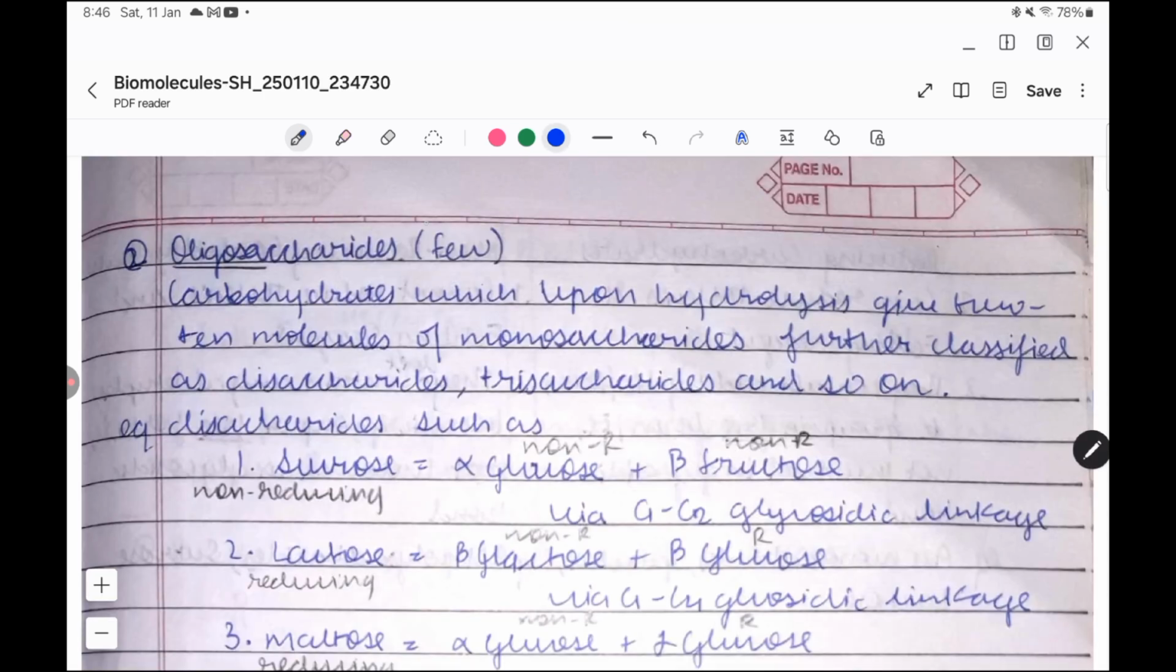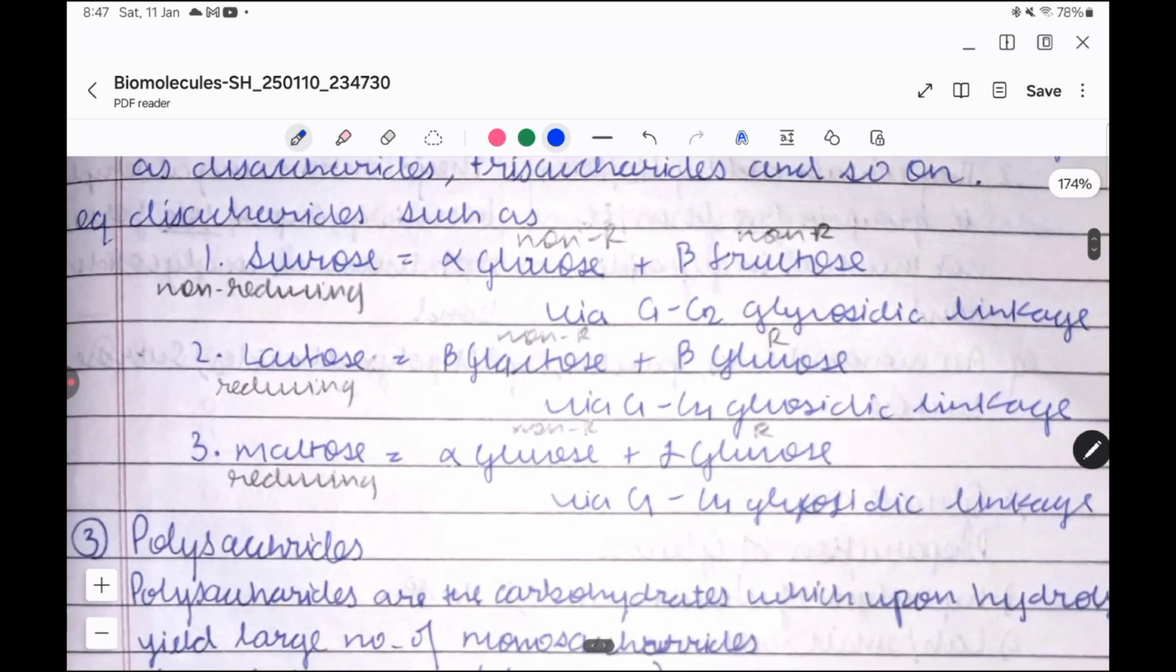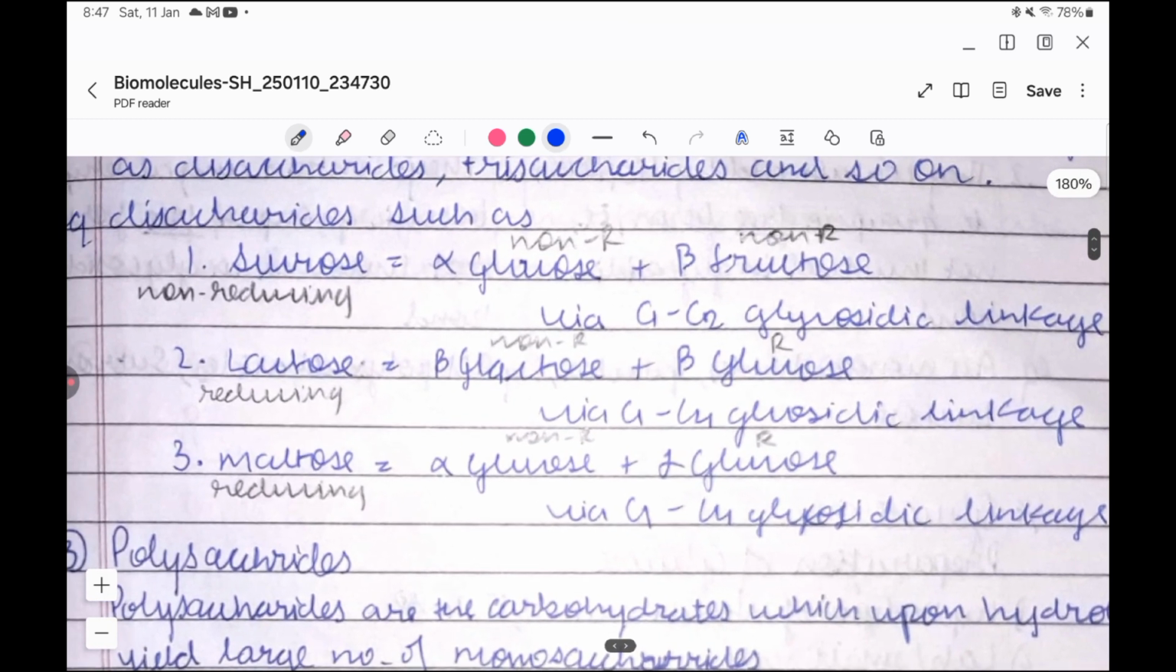Then we talked about oligosaccharides. As I told you, oligo means few. So the carbohydrates which upon hydrolysis give 2 to 10 molecules of monosaccharides are called oligosaccharides. Now let's come to something very important, and this should be learnt by everybody because this is what is going to be asked in the 1 mark questions in the board examination.